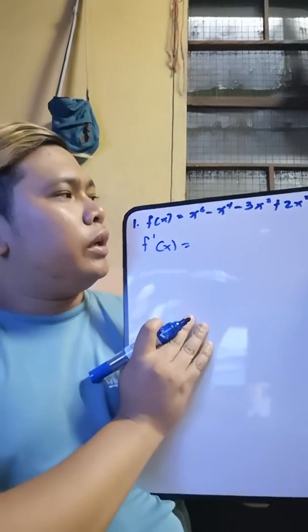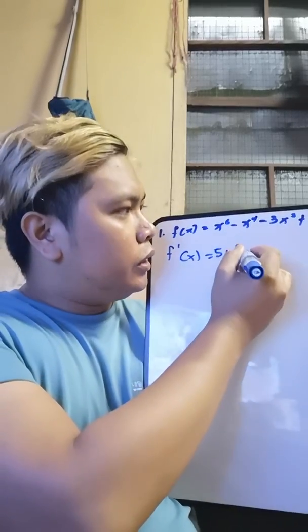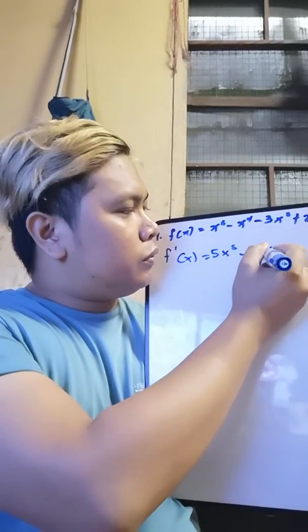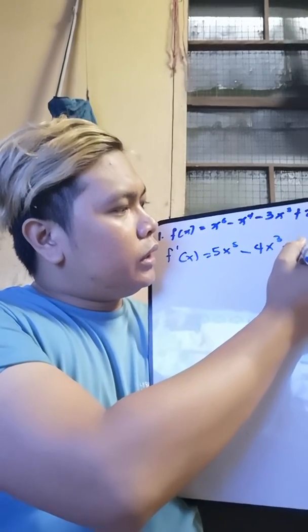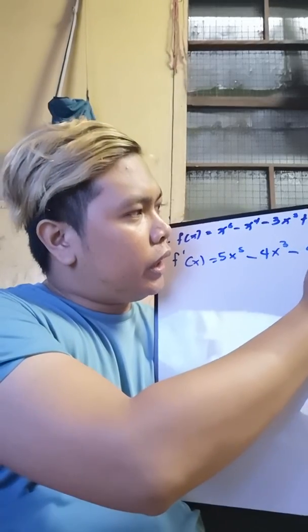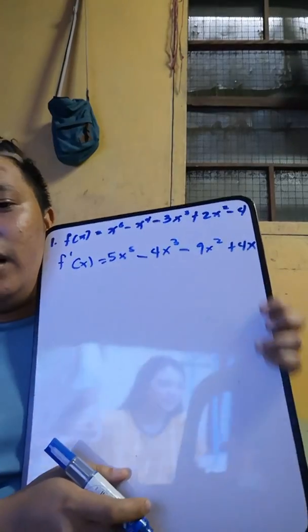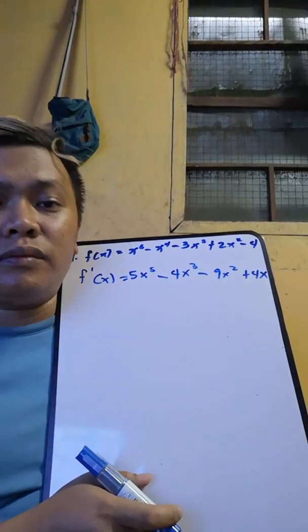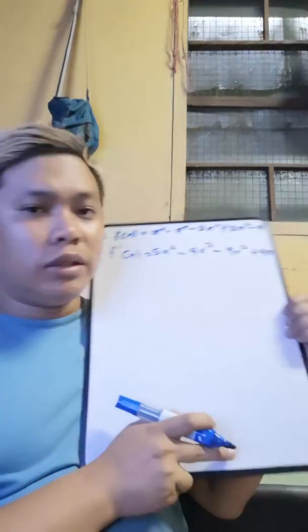ito. So, x to the 6, ang derivative niyan ay 5x to the 5th. Yung x to the 4th naman, minus 4x cubed. Tapos, 9x squared. For this one, 4x. Yung negative 4 will be 0 na kasi ang derivative ng constant is 0. Okay, so this is the first derivative.